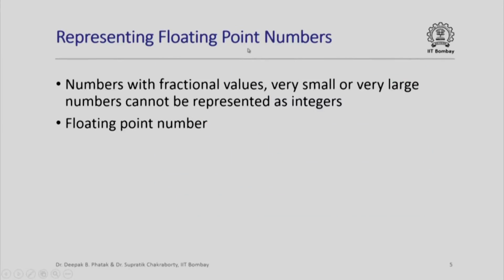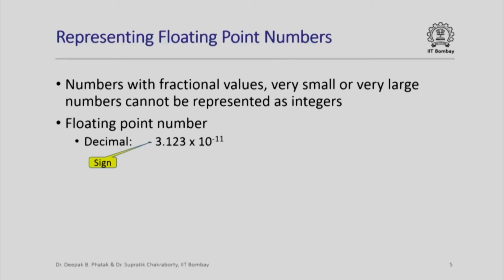So these are called floating point numbers, numbers with fractional values, very small numbers or very large numbers that cannot be represented as integers. And what we are going to study today is, when we write a number like this, how is it that we can represent it in a computer using a sequence of zeros and ones. So let us look at this floating point number, minus 3.123 into 10 raised to minus 11. This is the quote unquote floating point in this number.